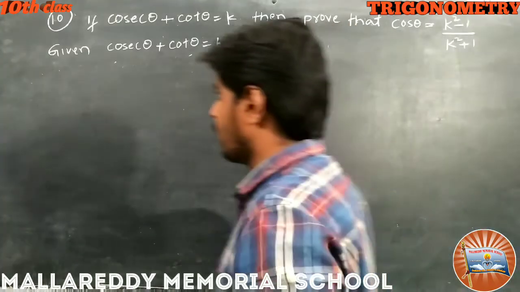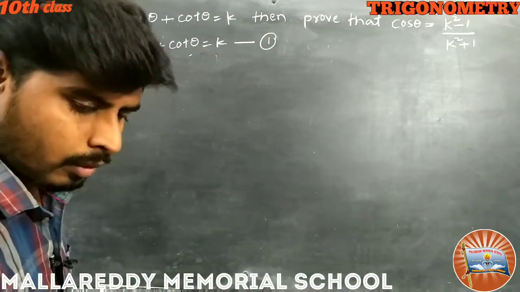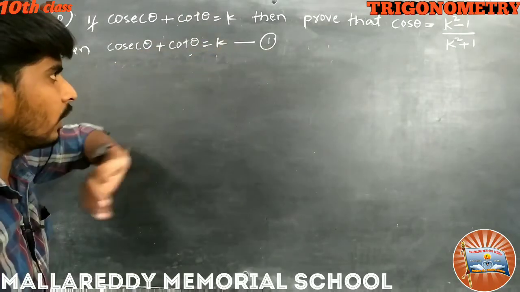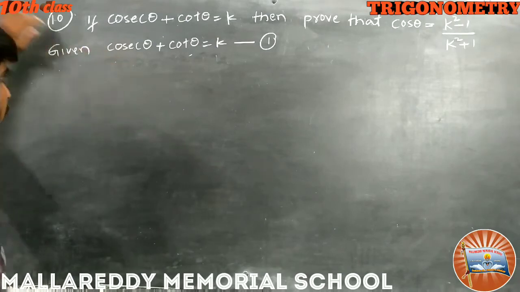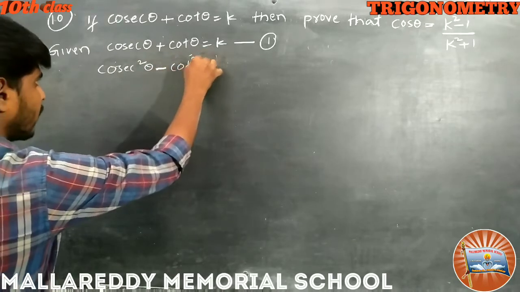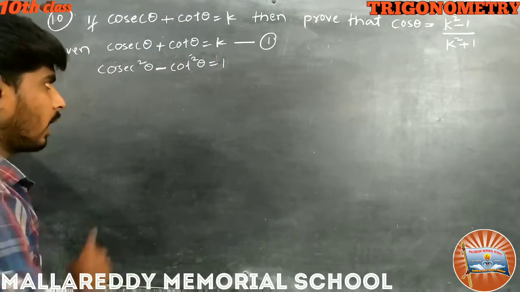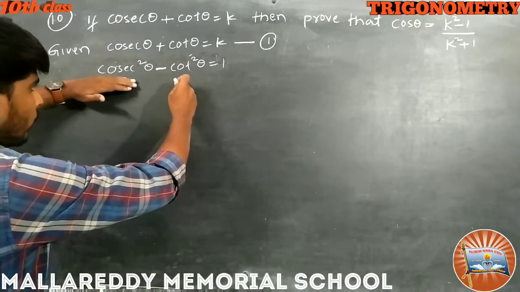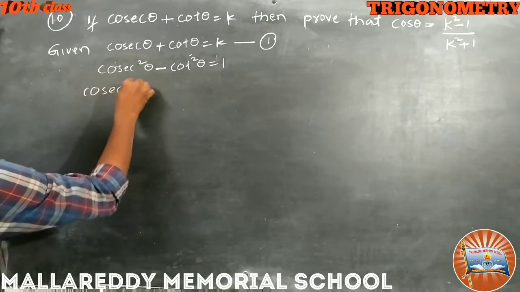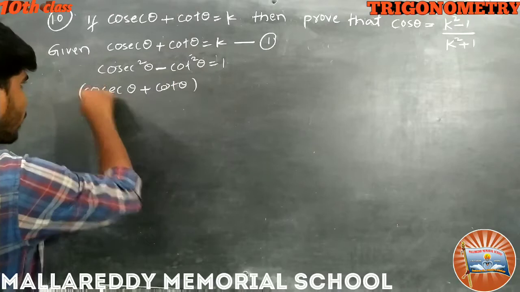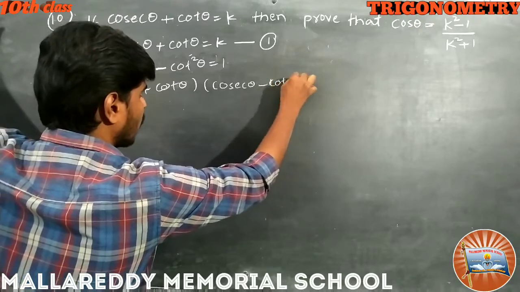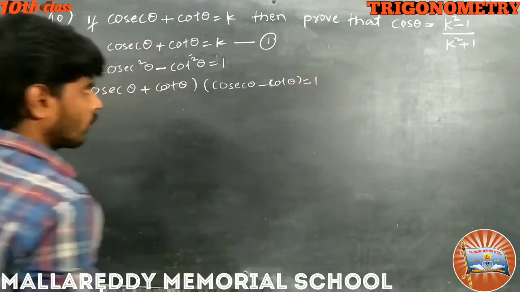Now we are going to see the second method to solve this problem. Given cosec theta plus cot theta equals k, as it is, I am writing here. This is equation 1. So we have an identity. What is that? Cosec square theta minus cot square theta is equal to 1, isn't it? With this identity, I am writing this as cosec theta plus cot theta and cosec theta minus cot theta is equal to 1.